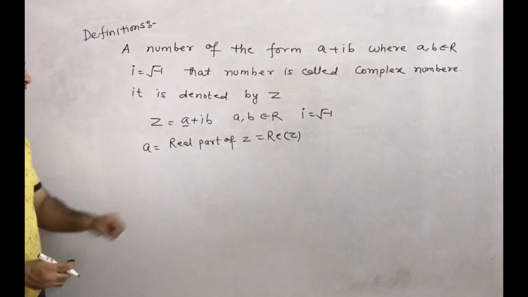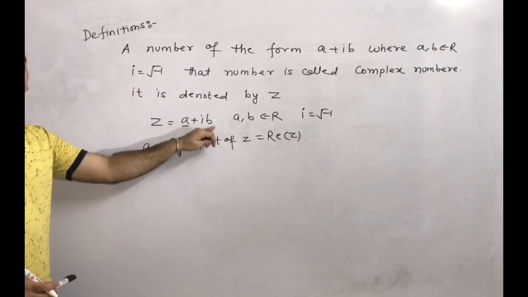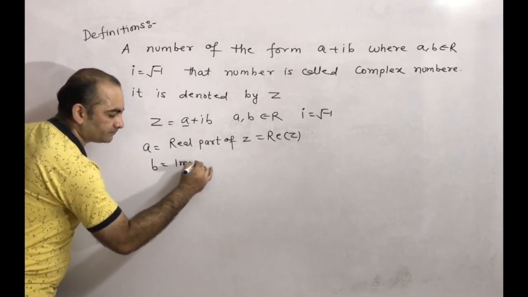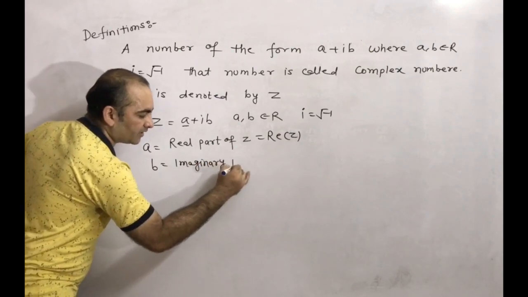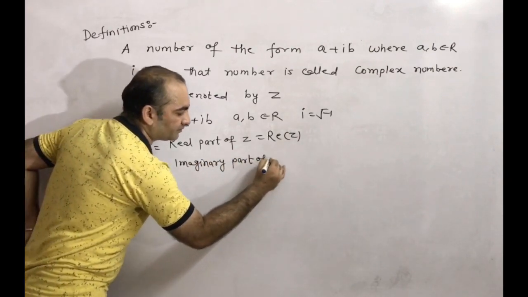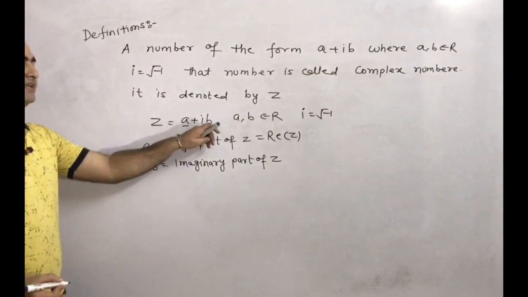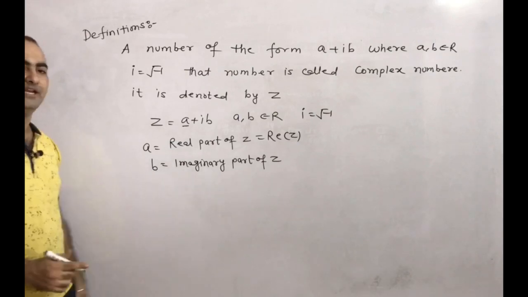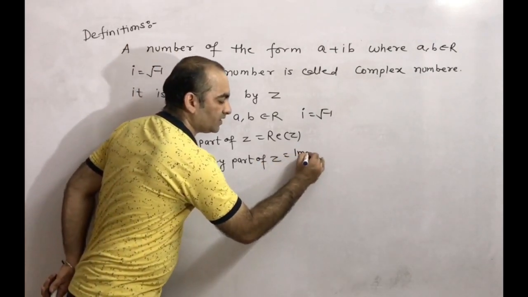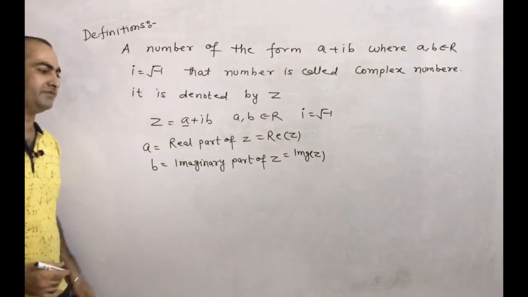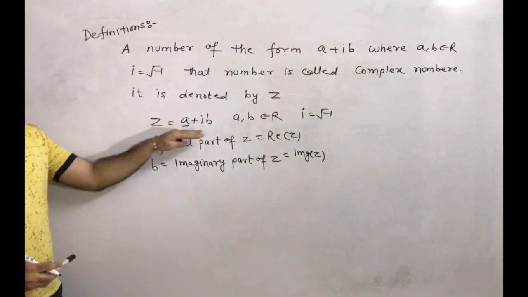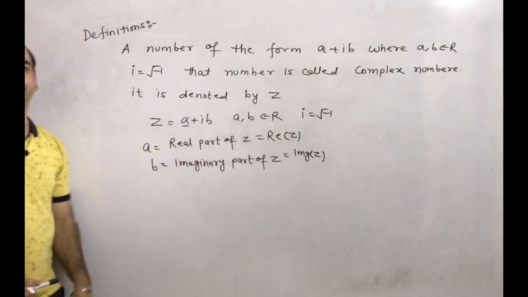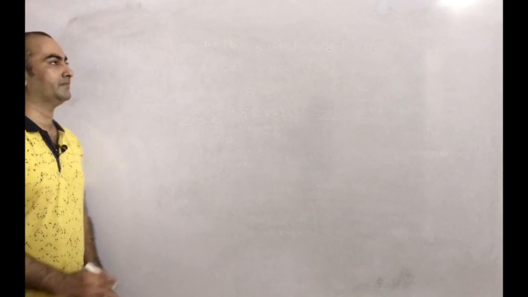And with iota we have b, so b is called the imaginary part of z, because b is with iota. It is denoted by Img of z, imaginary part of z. So z equal to a plus iota b: a is the real part of z and b is the imaginary part of z. Next we are discussing important points.